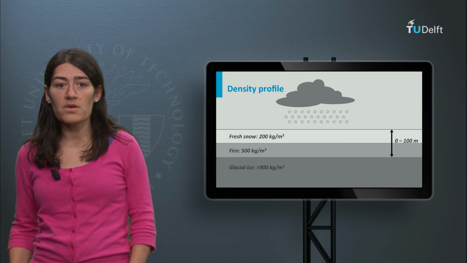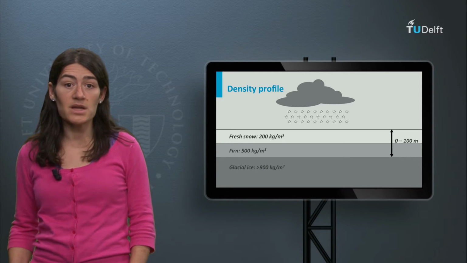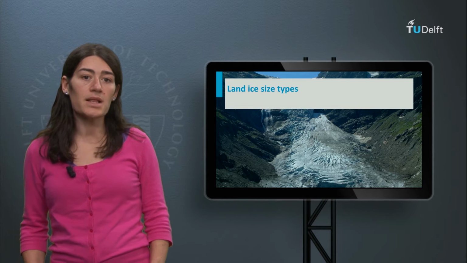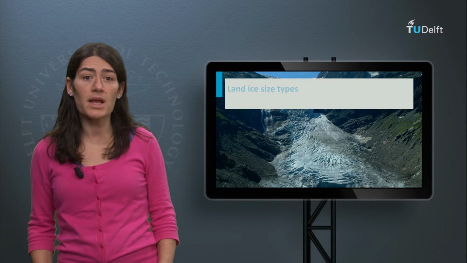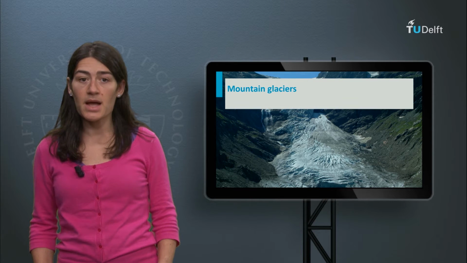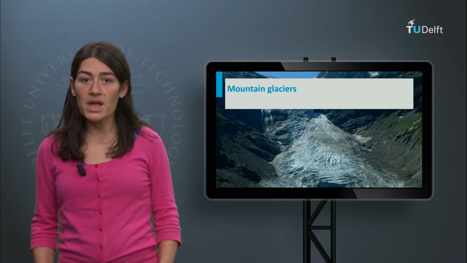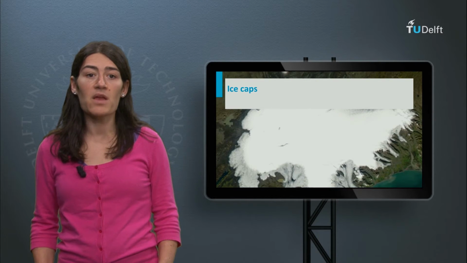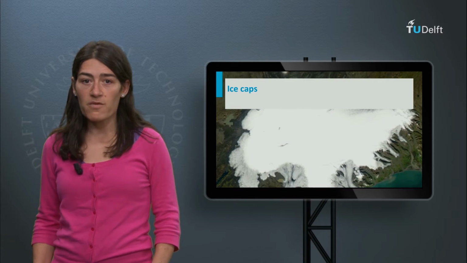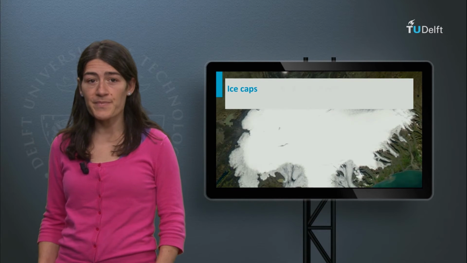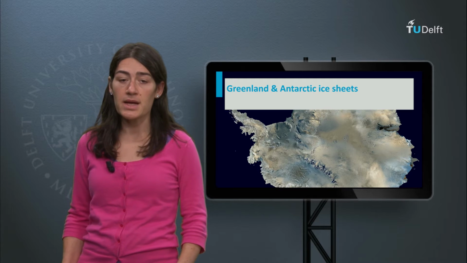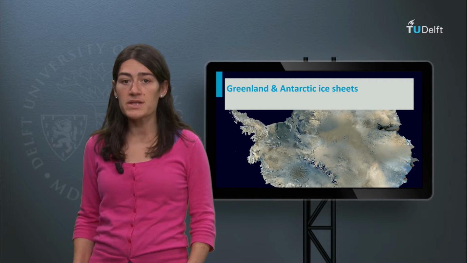The layers with densities between snow and ice are called firn. Refrozen meltwater creates ice layers at the surface or at depth. According to size, land ice is classified into mountain glaciers, ice caps, and ice sheets. Mountain glaciers and ice caps have a total volume equivalent to 0.5 meters of sea level rise. The continental-sized ice sheets of Greenland and Antarctica have 7 and 56 meters, respectively.